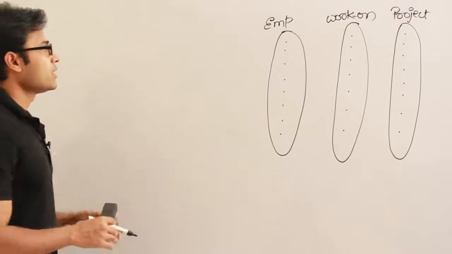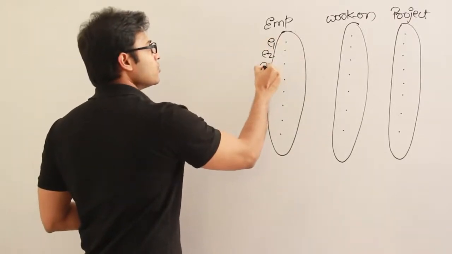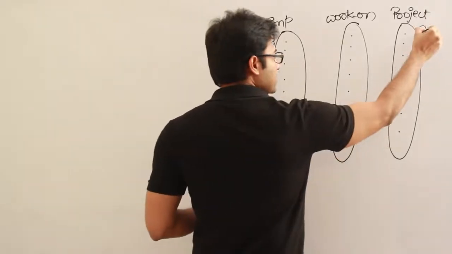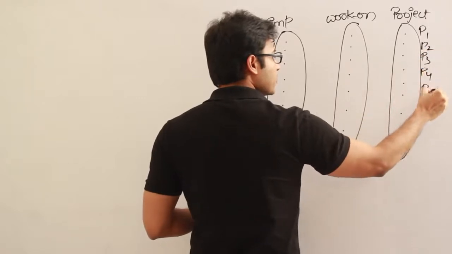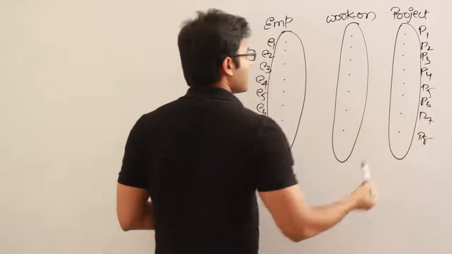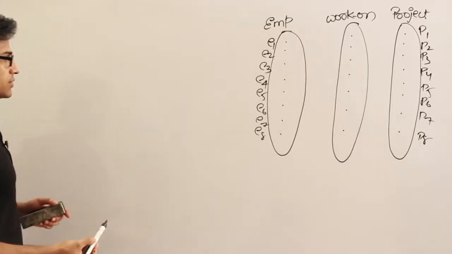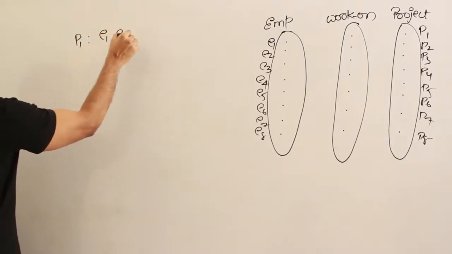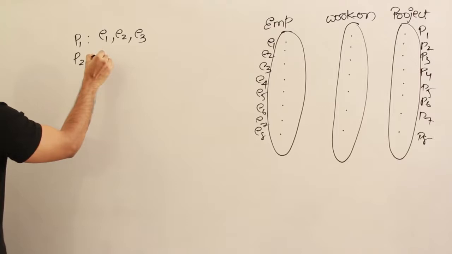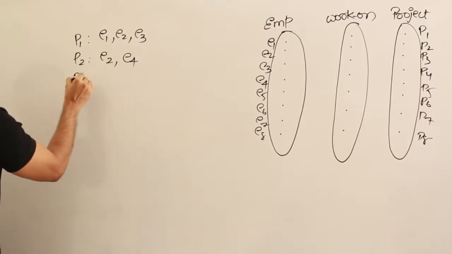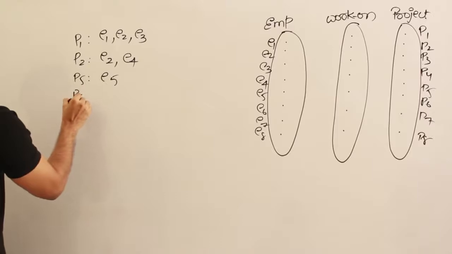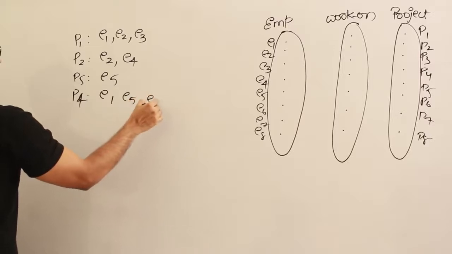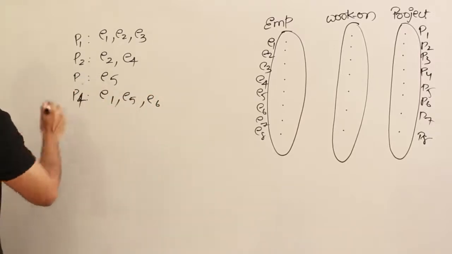Now let us say employees are like this: E1, E2, E3, E4, E5, E6, E7, E8, and the projects are like this: P1, P2, P3, P4, P5, P6, P7, P8, right? And assume that the working relationships are like this. Project P1 is having employees E1, E2, E3 working on it, and project P2 is having employees E2, E4 working on it. Project P5 is having employee E5 working on it, and project P4 is having employees E1, E5, E6, and so on, right? Let us say this is P3 and P4.